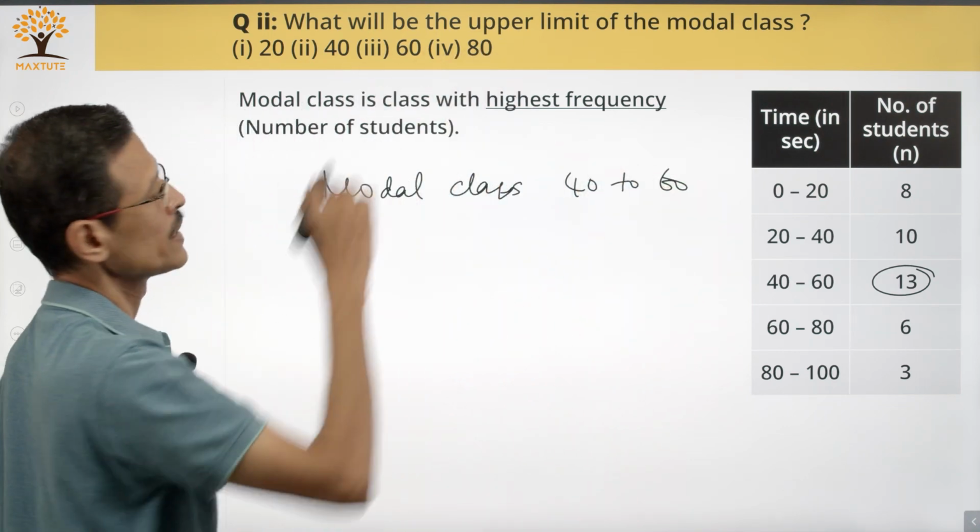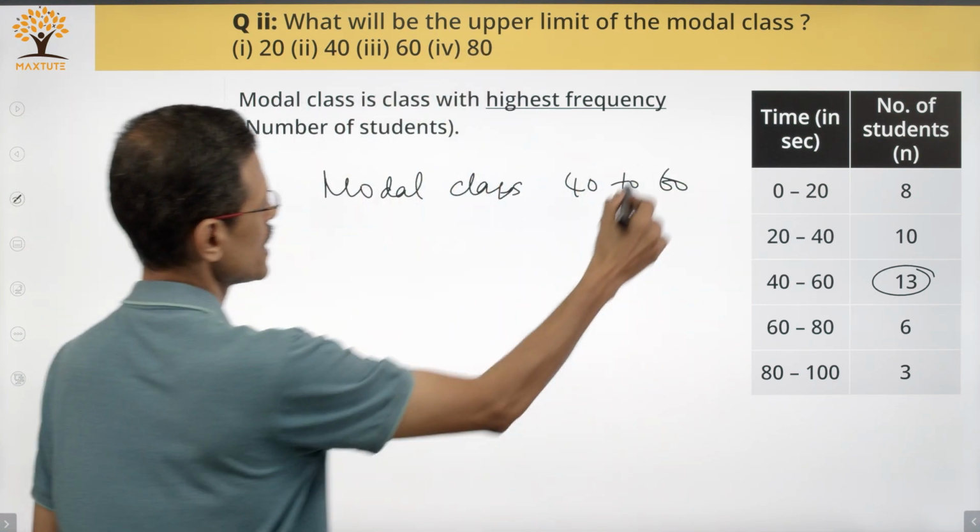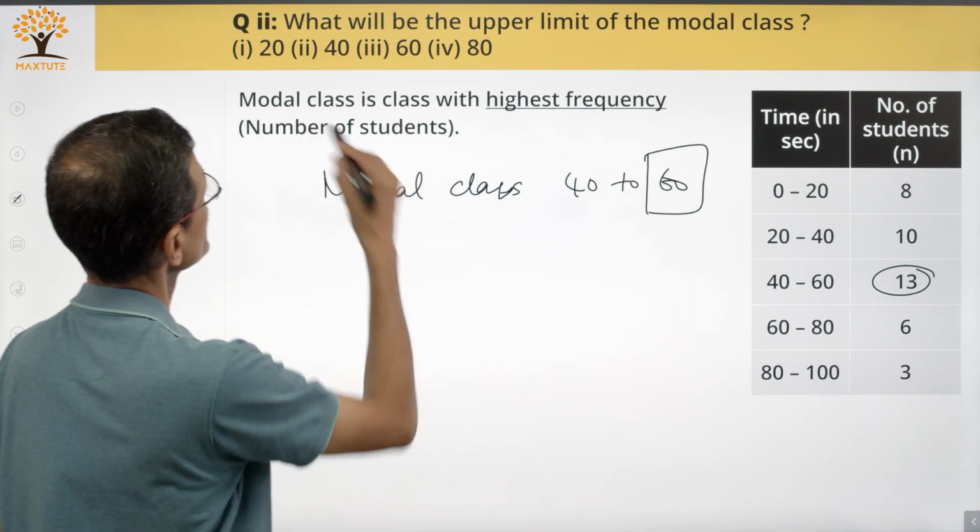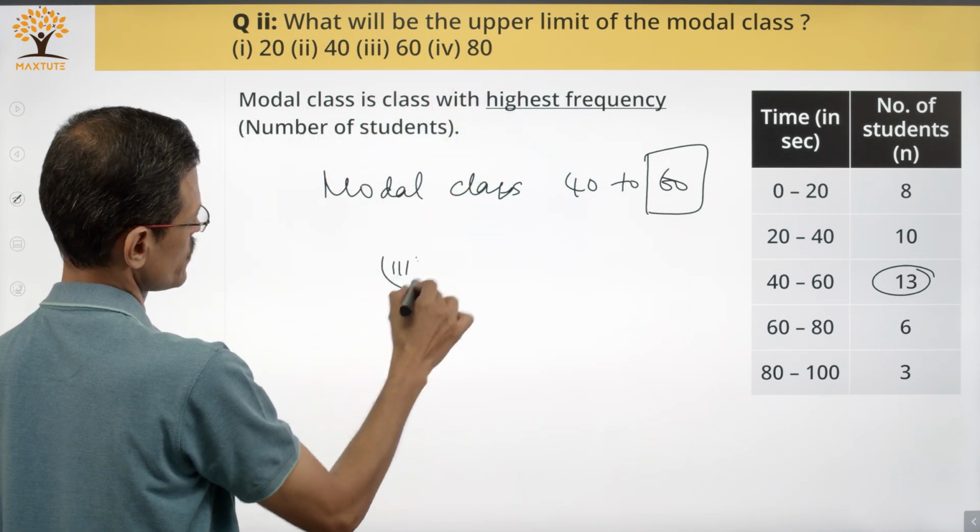What do we have to find out? We need to find the upper limit of the modal class. Upper limit of the modal class is 60. What is the answer option? Choice 3 is the correct answer to this question.